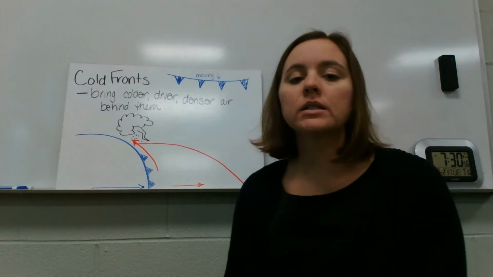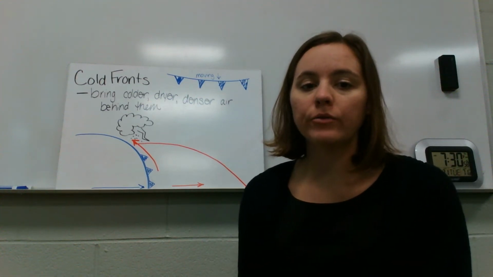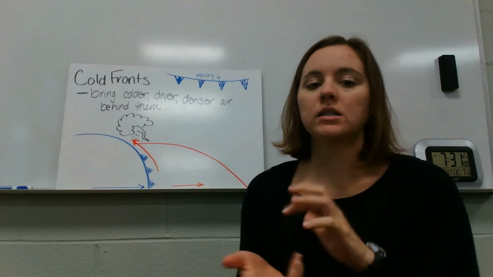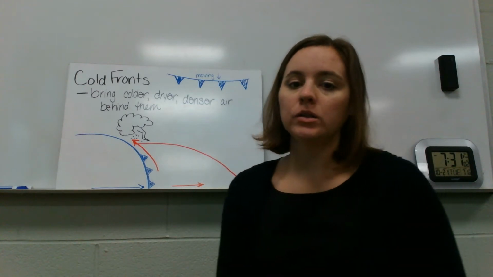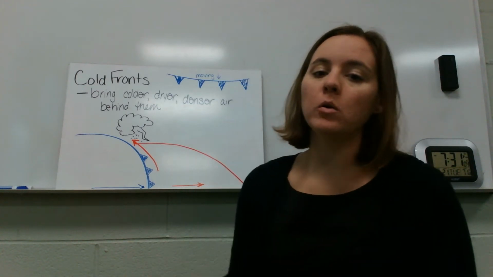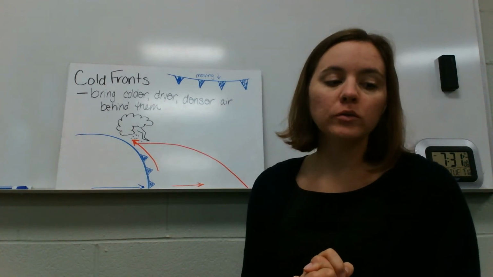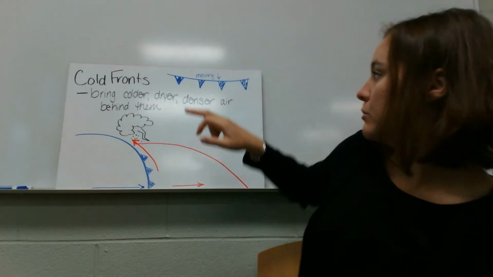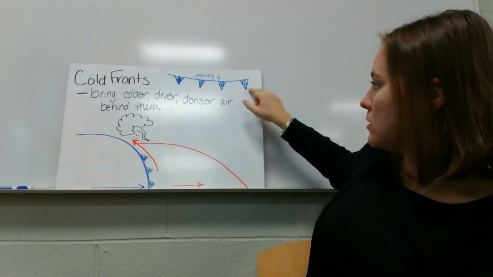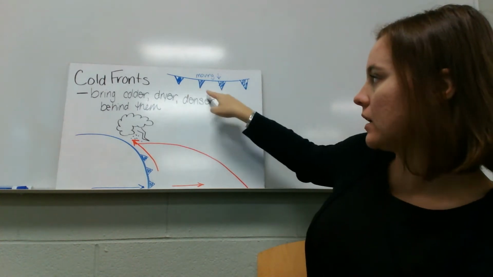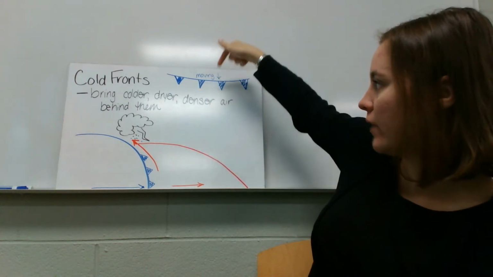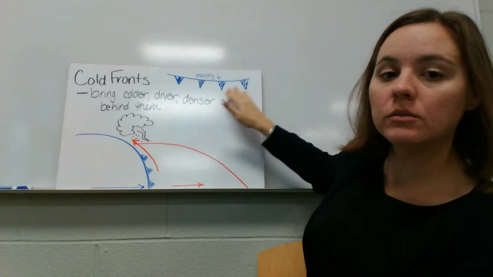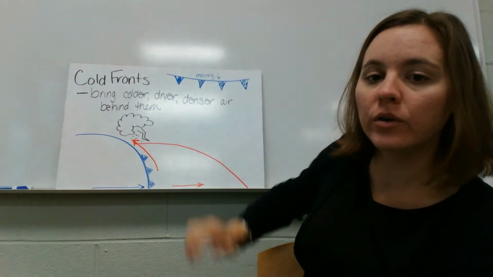All right, good morning. Today we are going to do a little bit of review that ties into the new stuff that we're learning. So we're going to review about cold fronts. If you remember, cold fronts are symbolized by the little blue triangles. They are pointing the way that they are moving. So in this case, this cold front is moving down the board.